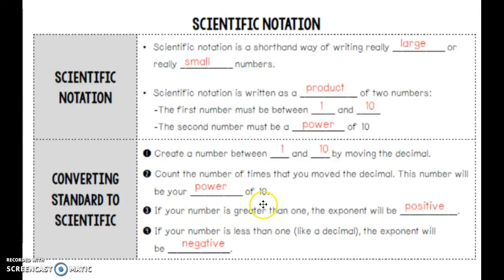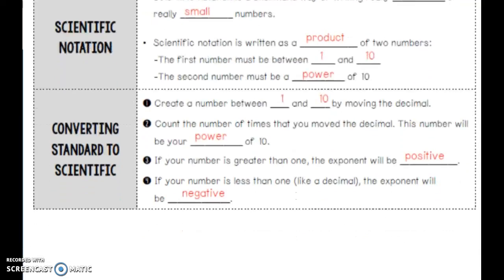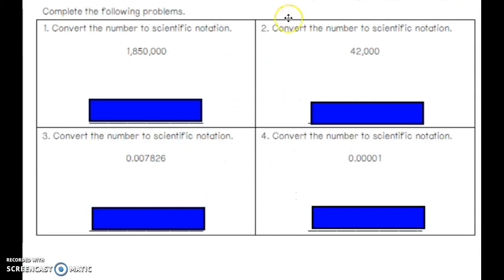If the number is greater than 1, you're going to have a positive exponent. If the number is less than 1, the exponent will be negative, and we'll see some examples of that in a second. So for the first example, you have the number 1,850,000, and it takes up a lot of space. It's considered a large number. It's going to have a positive exponent when we're done.